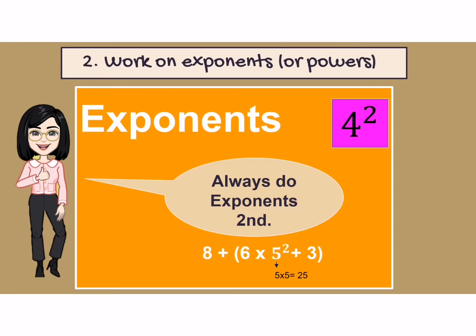Exactly! The exponent inside the parentheses, which is 5 squared. Then what is the answer when we multiply 5 by itself? Yes, you are right! The answer is 25. Because 5 times 5 is equal to 25.